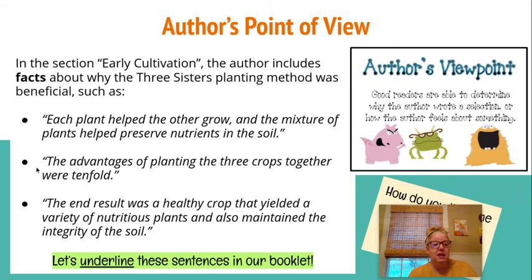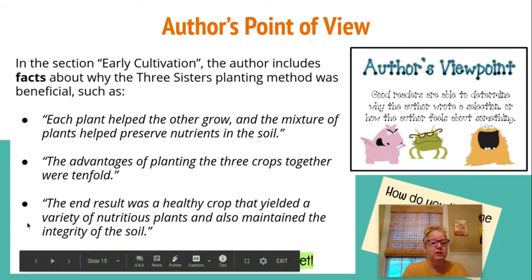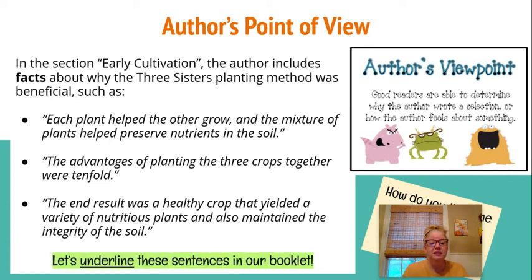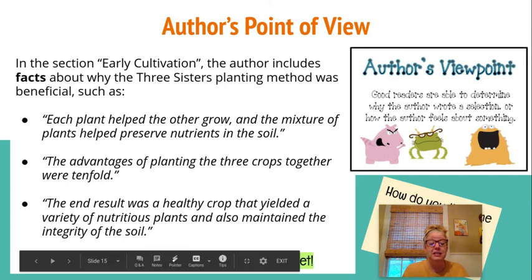The next sentence, the advantages of planting the three crops together were tenfold. That means that there were a lot of benefits to this system of planting. So let's underline that sentence as well. That is another fact that the author includes to show that this method of planting was beneficial or good for all of the plants. And finally, the end result was a healthy crop that yielded a variety of nutritious plants and also maintained the integrity of the soil. Let's underline that sentence as well.